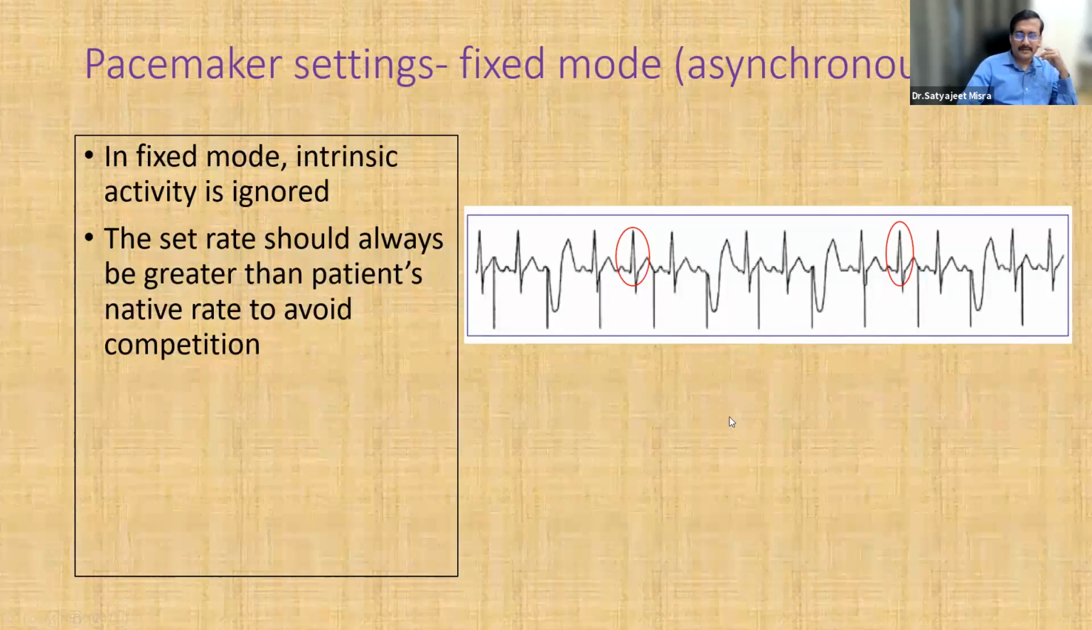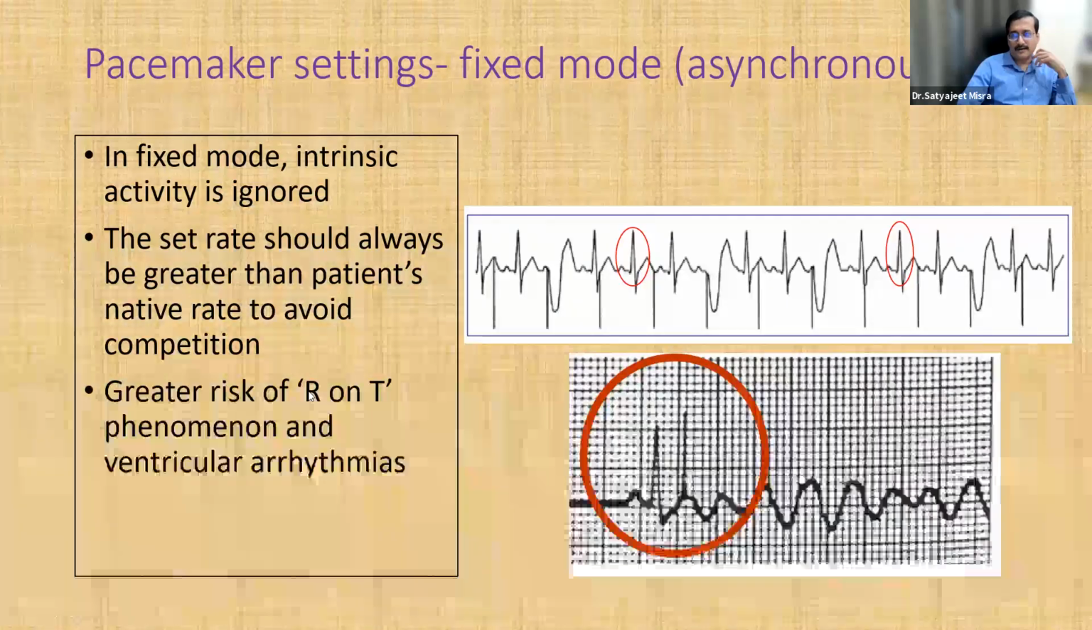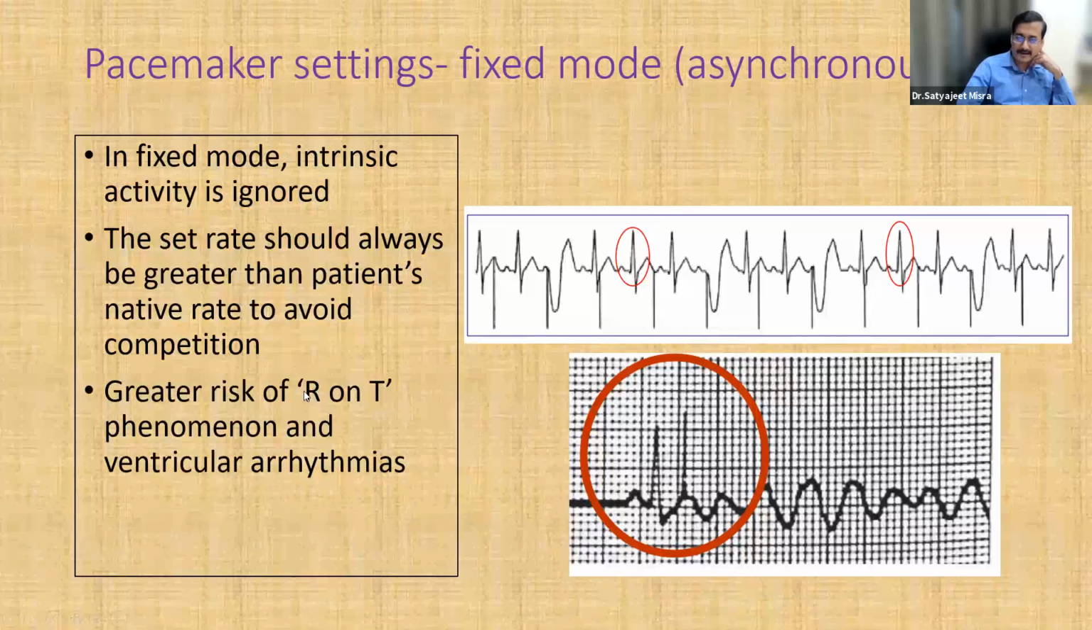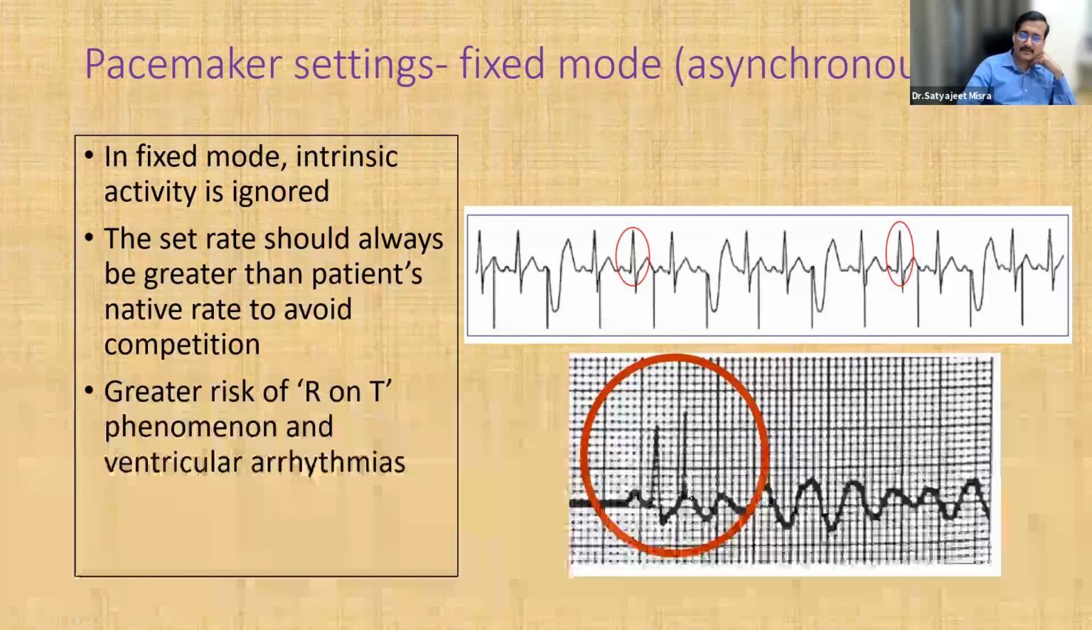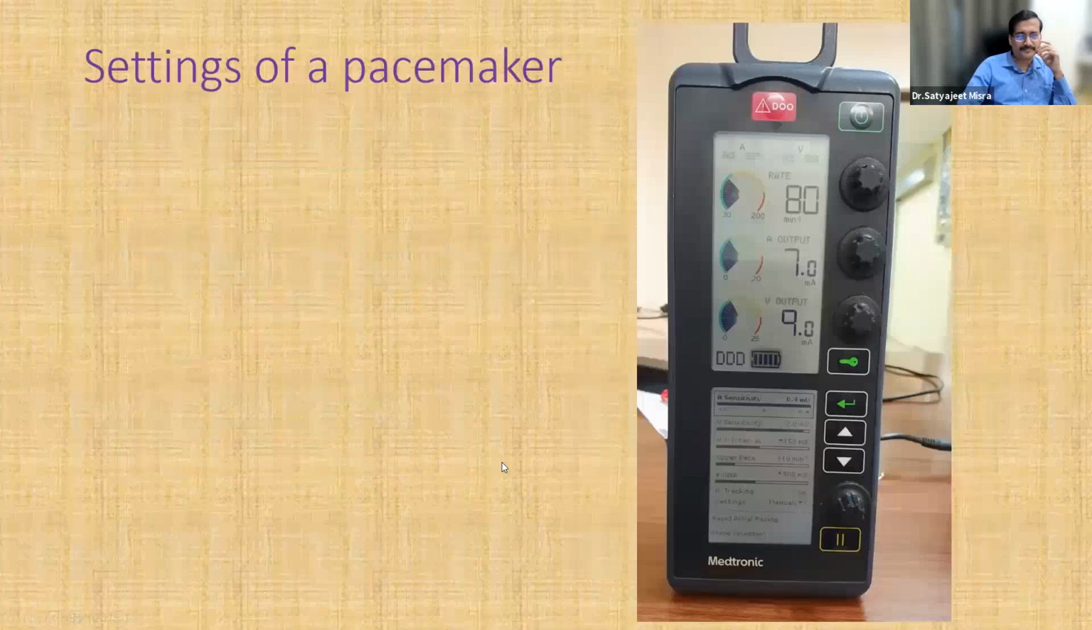of the T wave. So the danger with that is that you have a greater risk of the R on T phenomenon. When the ventricle is trying to rest in the phase of repolarization, the pacing spike will attempt to depolarize the myocardium, and that can lead to malignant arrhythmias. So if you have a pacing spike that falls on the T wave, then that's asking for trouble. So that's the problem with asynchronous modes of pacing.